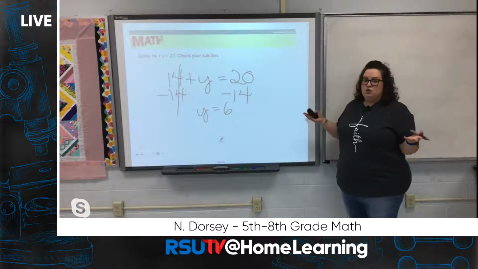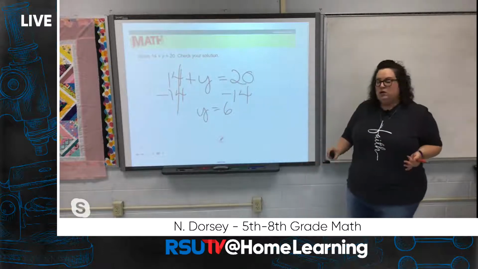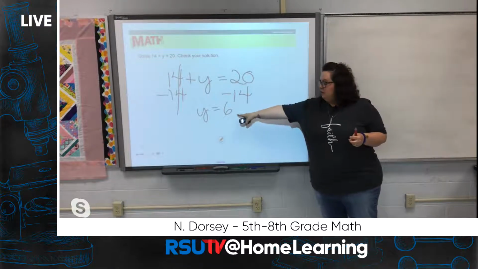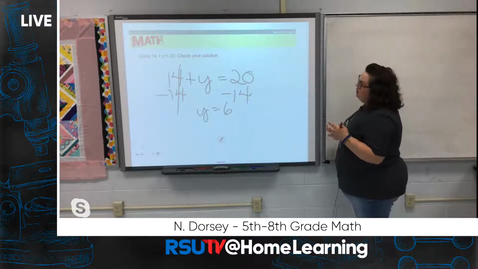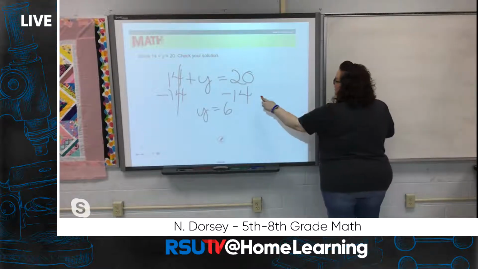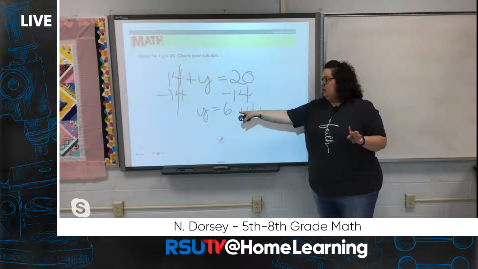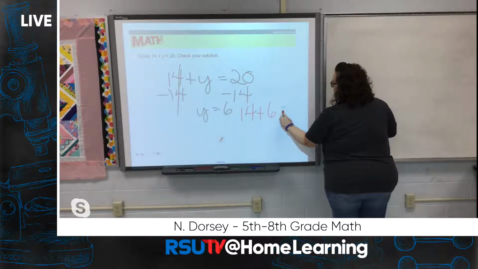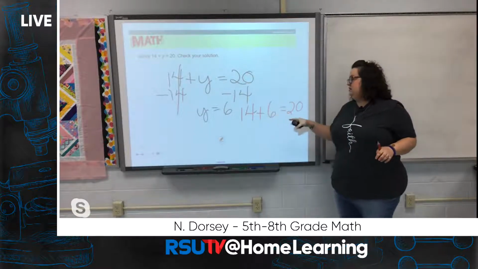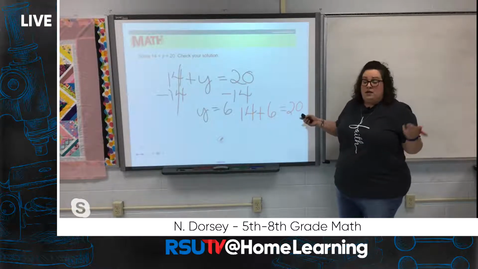So how do we check our solution? I'm going to do that in a different color. It's really cool. You can check your solution to see if you did the math correctly by taking your answer here, which is 6, and plugging 6 back into the original equation. So that would look like 14 plus y, and I know that y equals 6, and then it says equals 20. So now I'm going to check, does 14 plus 6 actually equal 20? And the answer is yes. So I know that I did that correctly.